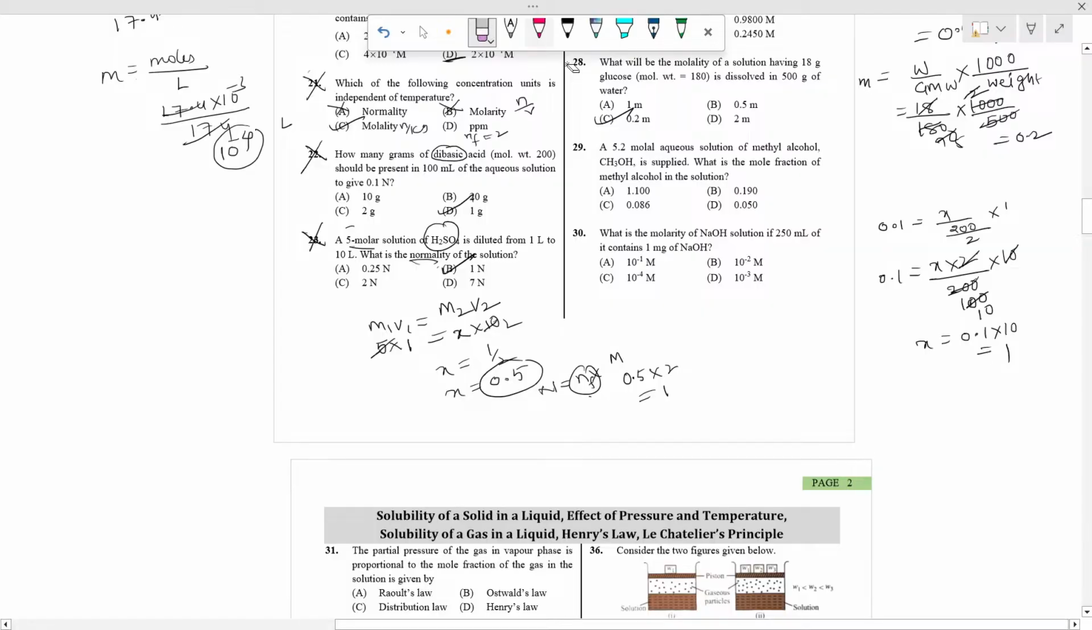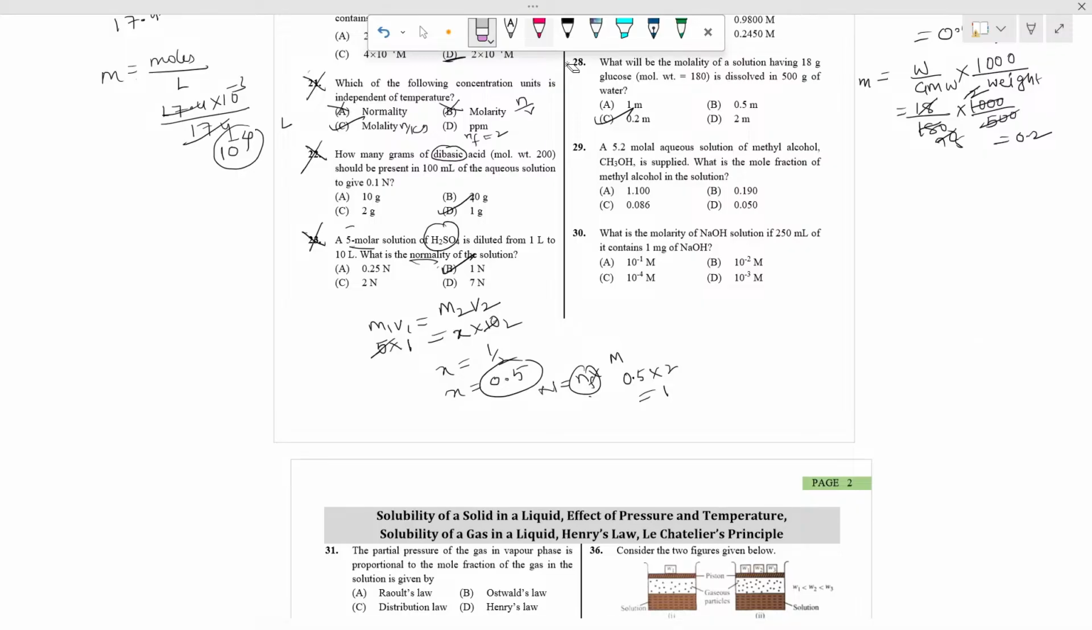Question number 29. A 5.2 molal aqueous solution of methyl alcohol, CH3OH, is supplied. What is the mole fraction of methyl alcohol in the solution, they are asking?